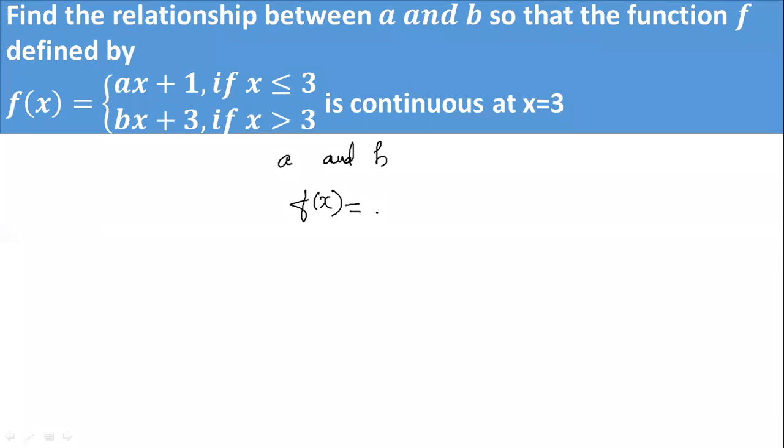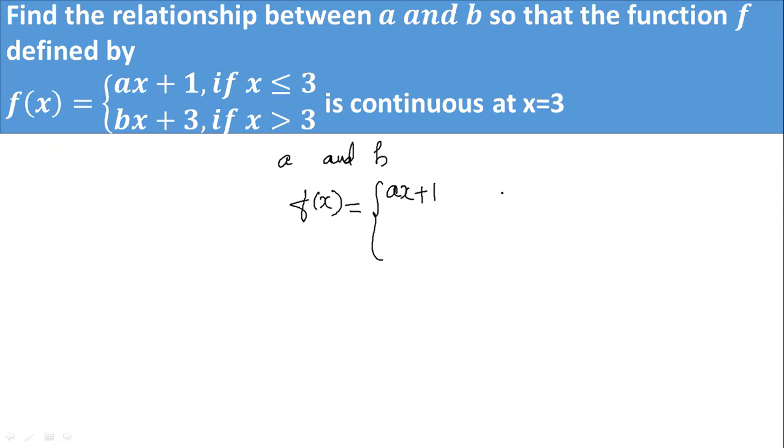f of x is equal to, here you have to find a relationship between a and b, which means how a and b are related. What is the relationship between a and b? But how will you define it? They have given the function. How is the function given? f of x is ax plus 1.